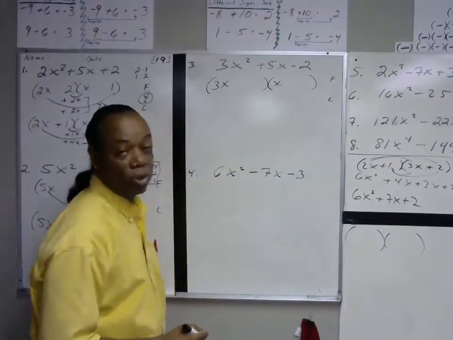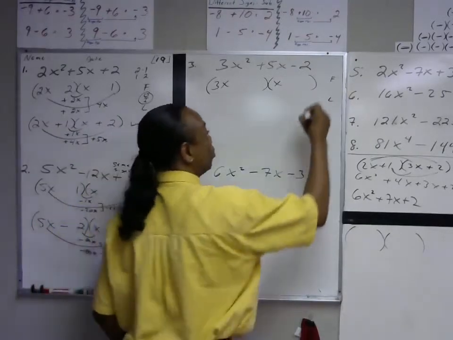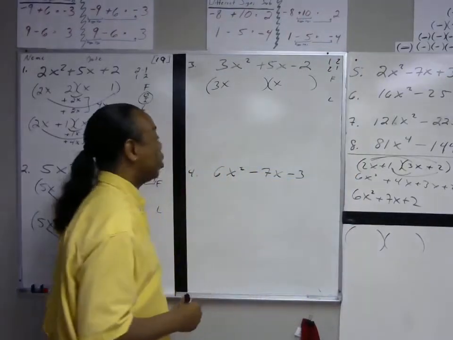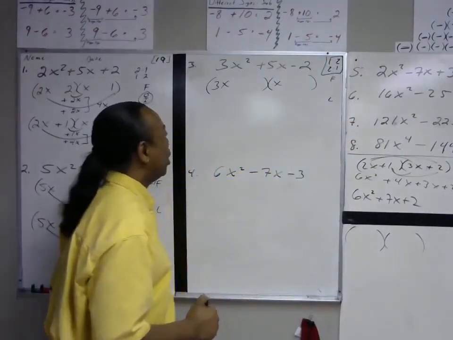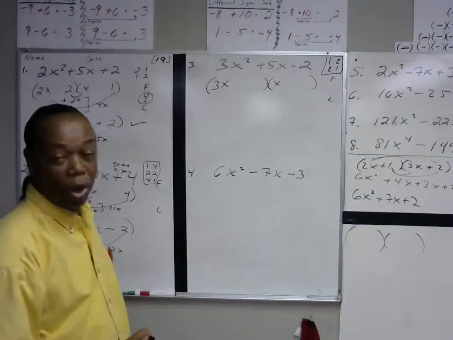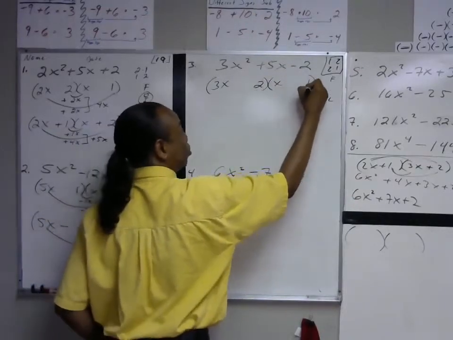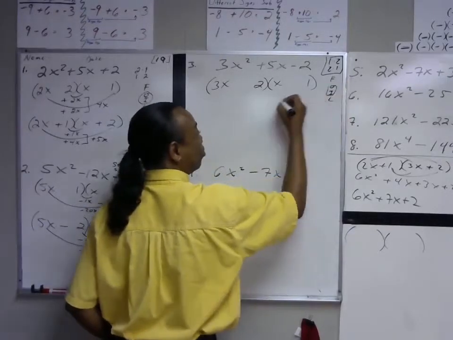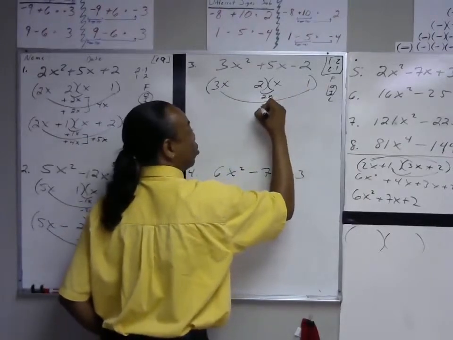Now 2 has a couple of choices. We have a 1 times 2 and a 2 times 1. So we have a couple of choices there. Put in a little box here so you guys can see it. I'm going to try the 2 times 1 first, see if that gets us what we need. So then we'll do the inside and the outside. So this will be 2x here, and this will be 3x.